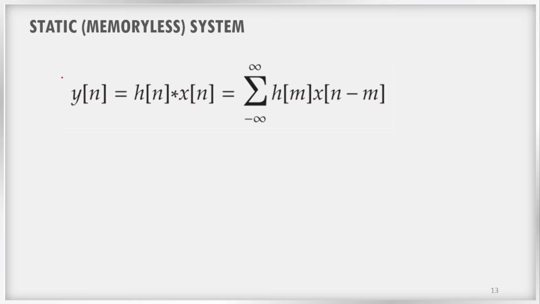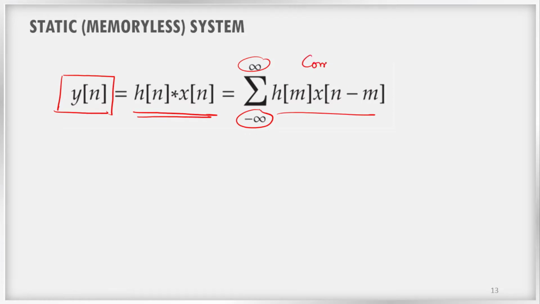We have the convolution sum equation, which is given as y of n equals h of n convolution x of n, which equals the summation from minus infinity to plus infinity of h of m x of n minus m. Here I have interchanged the terms h and x using the commutative property. The commutative property says that we can interchange the terms h of n and x of n, and that does not change the convolution sum output, right? So we have this convolution sum equation which we have already studied.